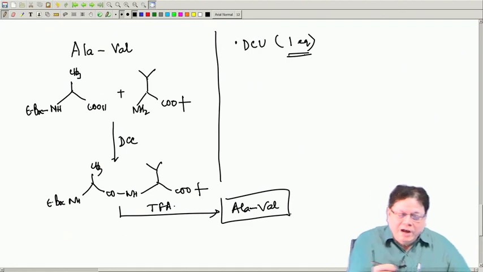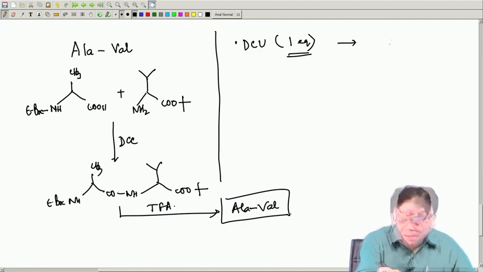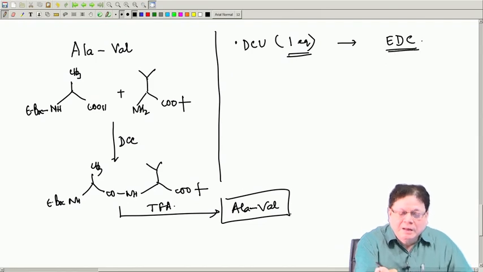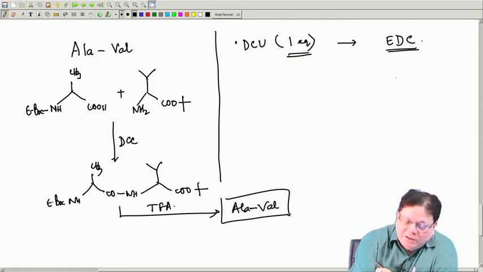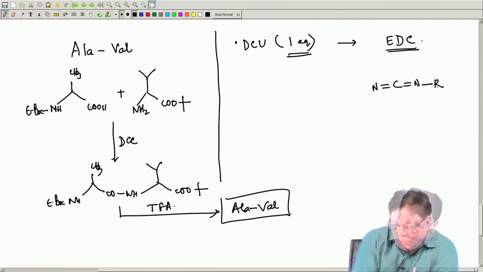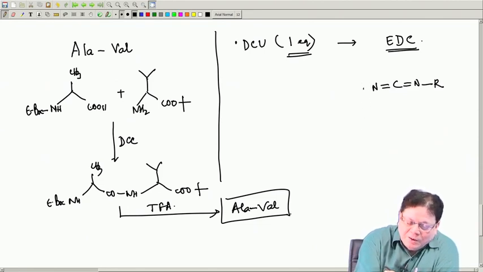Now, that problem has been taken care of by a reagent which is called EDC. That is also a carbodiimide. The theory is like this, that if you have C double bond N, C double bond N, in one arm you have one type of alkyl group, and in the other arm what you do, you put an amine functionality.